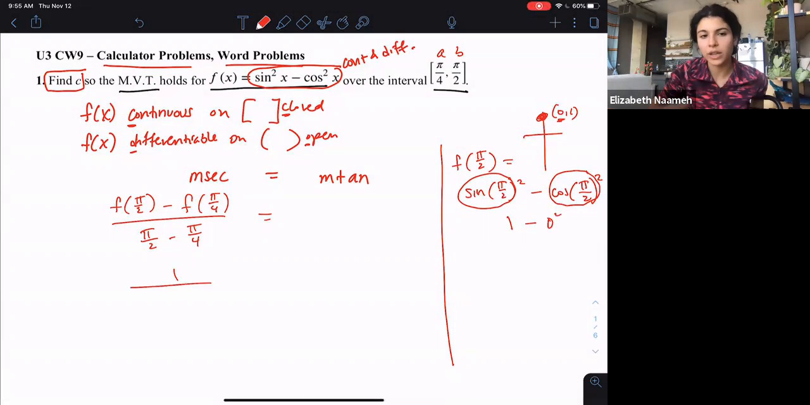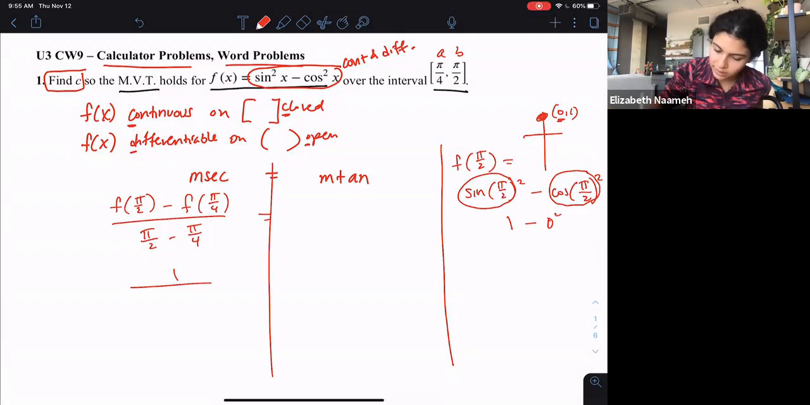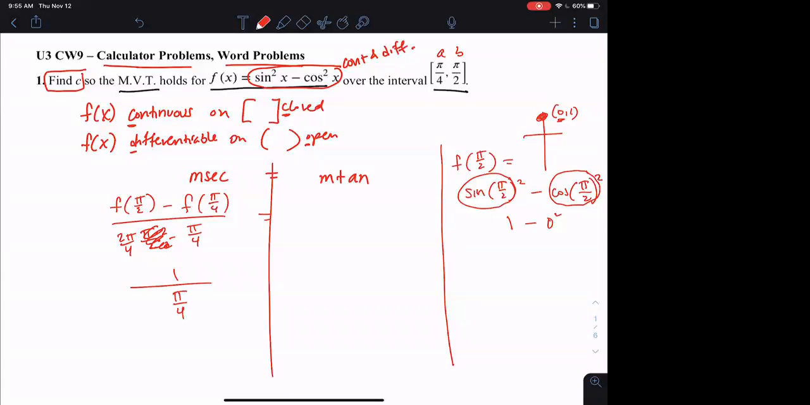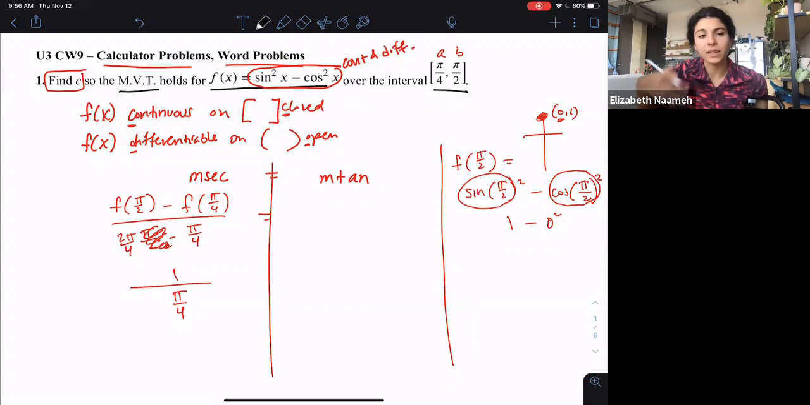So watch, I'm showing you best practice. Keep your left-hand side and your right-hand side clean, and use a sidebar for any additional work that you need to. And on the bottom, pi over 2 minus pi over 4. Let's multiply this top and bottom by 2. So I have 2 pi over 4 minus pi over 4 gives me pi over 4. And from our first week, how do we divide fractions? Reciprocal. Yeah, we multiply by the reciprocal, so times 4 over pi. So our left-hand side is 4 over pi.